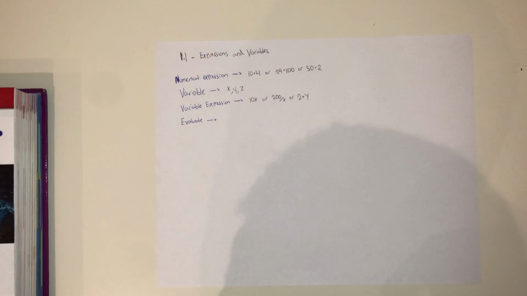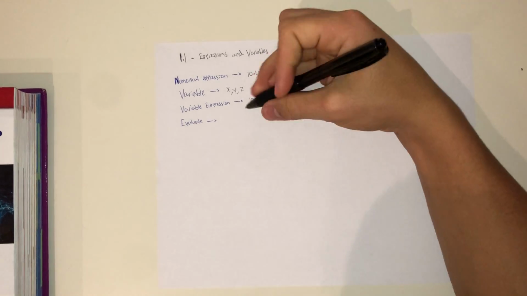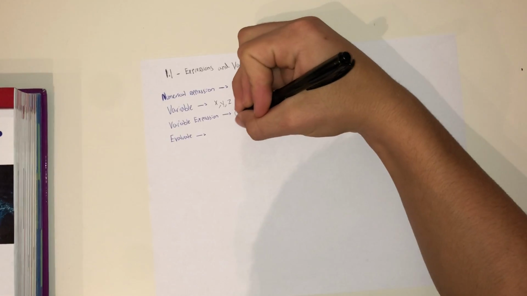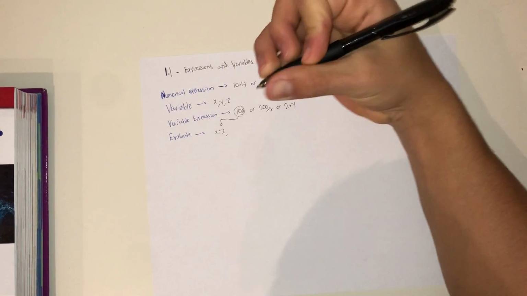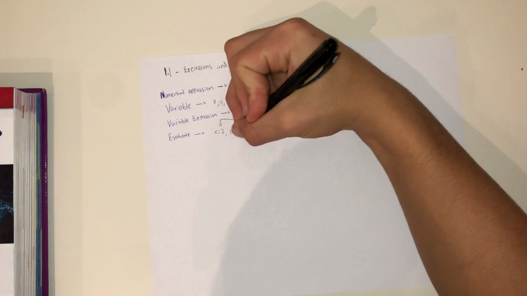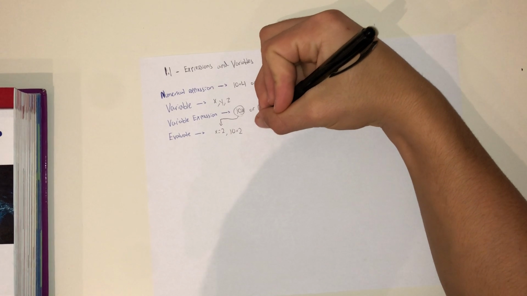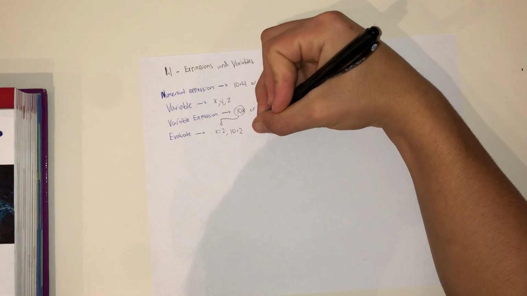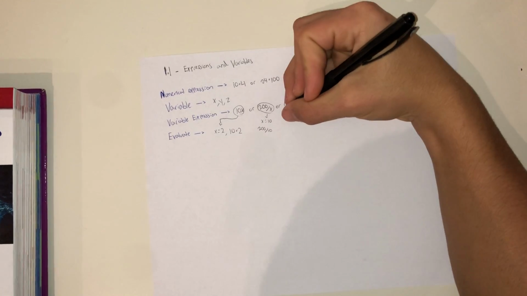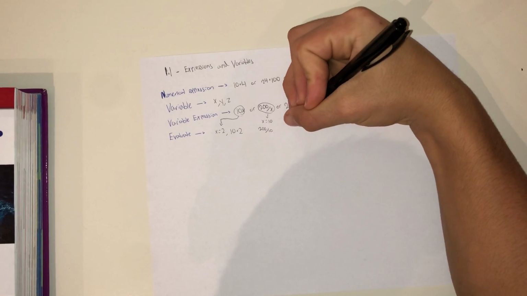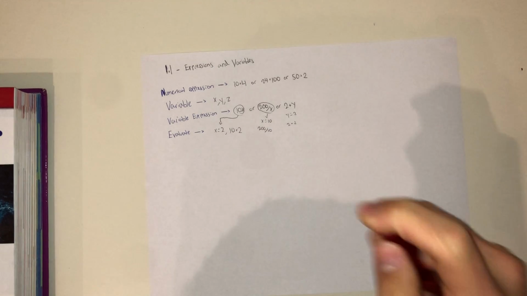Now, evaluate just means to solve. So if we take this one here and we bring it down here, if we know x equals 2, then it would be 10 times 2. If we know x equals 10, then it would be 200 divided by 10. If we knew y equals 2, then it would be 2 plus 2. Okay, now to move on to the examples.